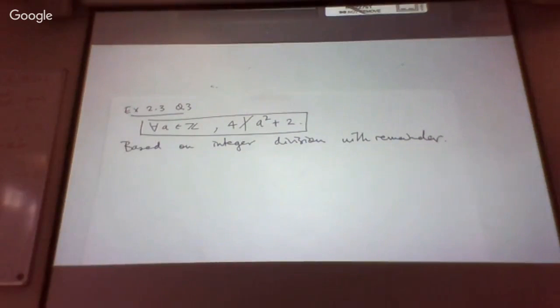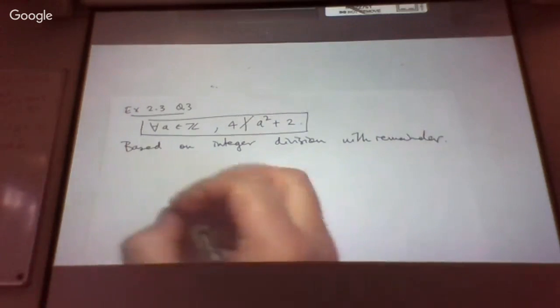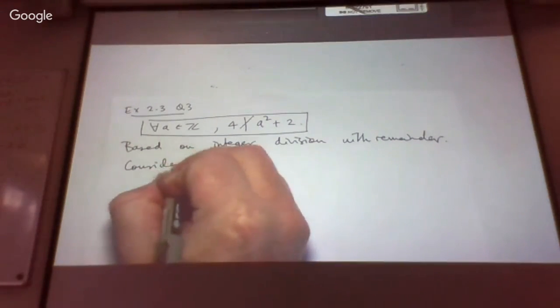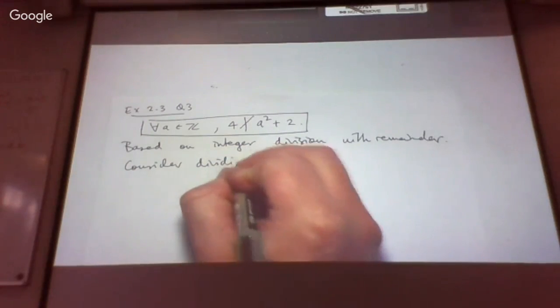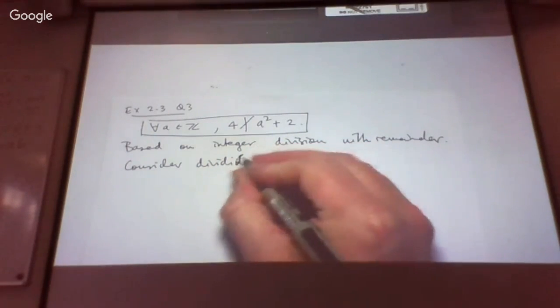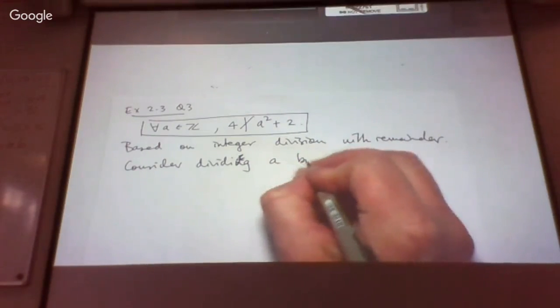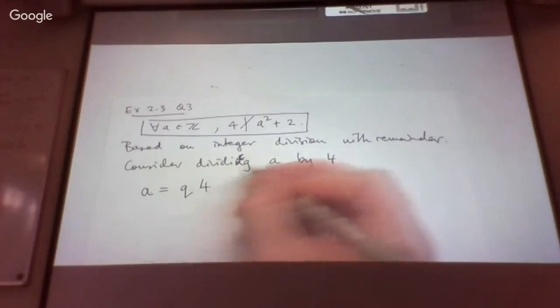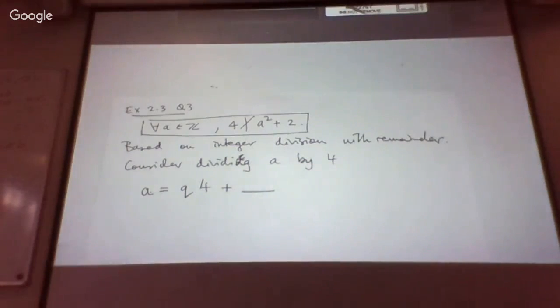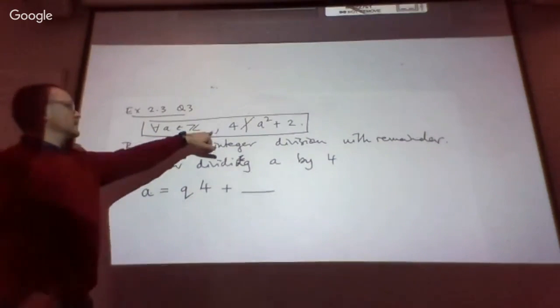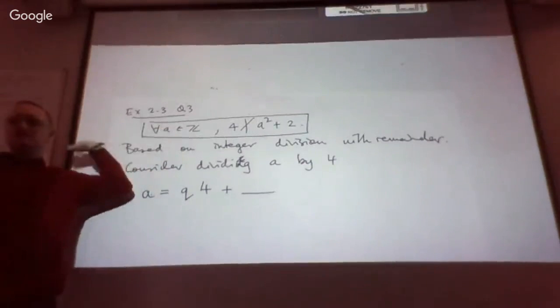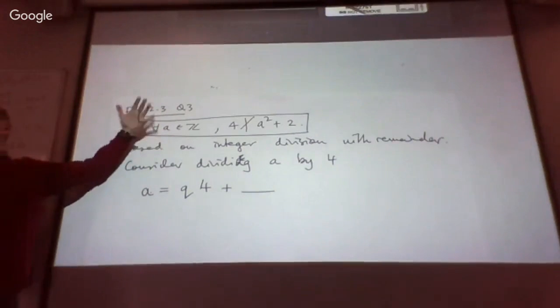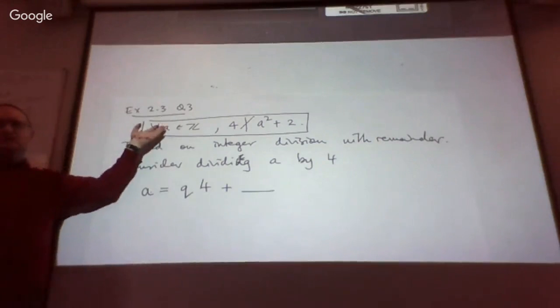So 4 can never divide 2 greater than the square of something. That's interesting. Well, consider dividing. What we can always do is divide the number a by 4. So you'll get a is equal to some quotient times 4 plus a remainder. The other difficult thing about this task is we have to show it for every integer. There's an infinite number of integers. So it's kind of daunting. Maybe you might use induction to prove it.